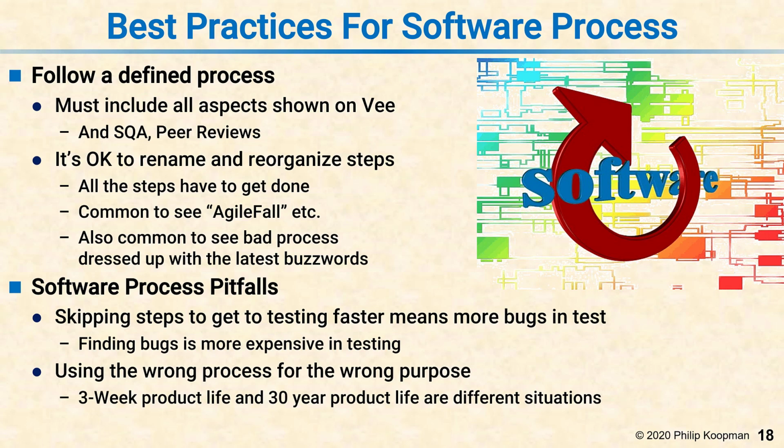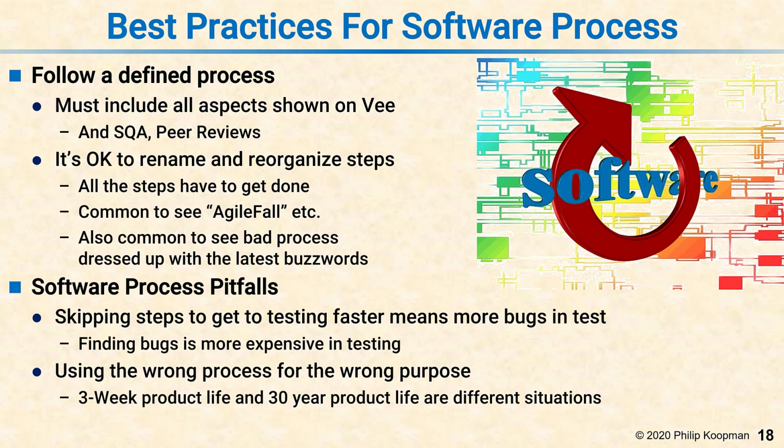The first is skipping steps to getting to testing faster means more bugs in test. And finding bugs in testing is more expensive. So you should avoid the failure mode of saying, oh yeah, we have to get this code written so we can get to test and start finding the bugs. What that really means is you're spending a lot of time writing really bad software with huge numbers of bugs in it, and it's going to take you even longer in test than you thought. If you're on a project where the way they're managing progress is by telling you you have to have the code all written by a certain date so that testing can get done, that's often a dysfunctional process.